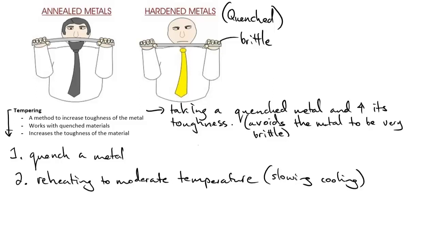Okay, so basically what this does is it slightly increases grain size. As I mentioned, tempering works with quenched materials and it ends up increasing the toughness of a material. By slightly increasing the grain size, the consequence of this is it reduces brittleness.